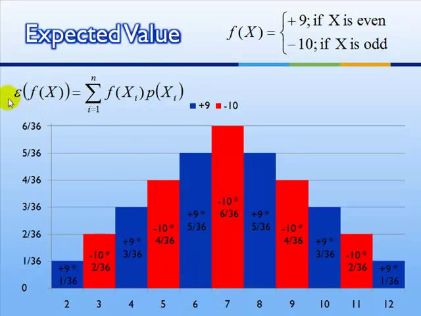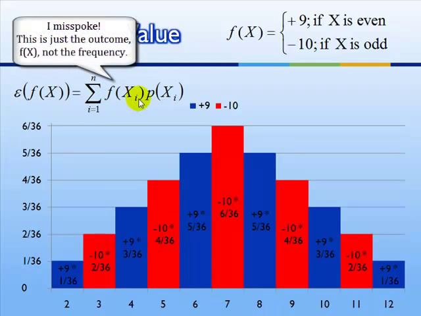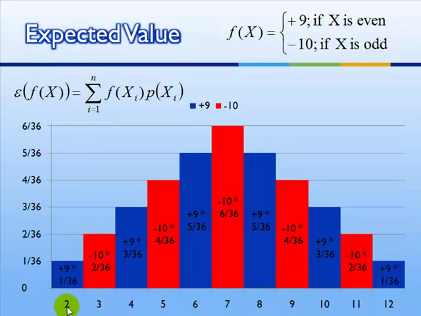So what this is saying is the expected value of f of x, not x, but f of x, is equal to the sum of the outcomes of all the x's times the probability of all the x's. When i equals 1, it corresponds to x equal to 2. And the outcome is plus 9, so that's going to go right there. And the probability is 1 over 36, and it's going to go right there.